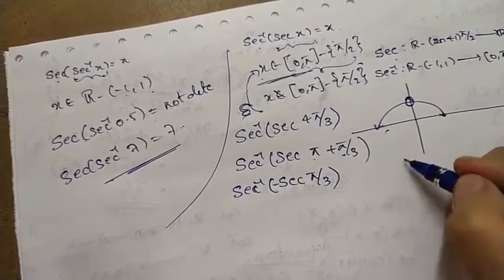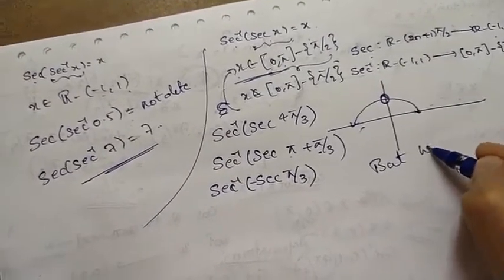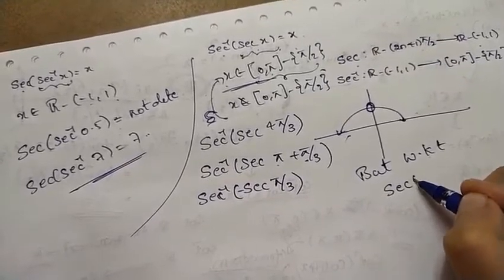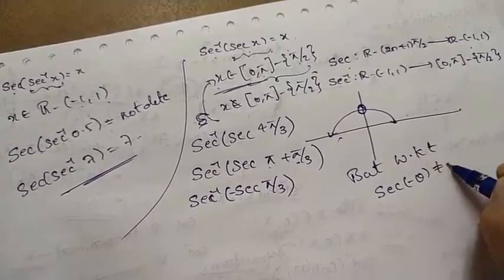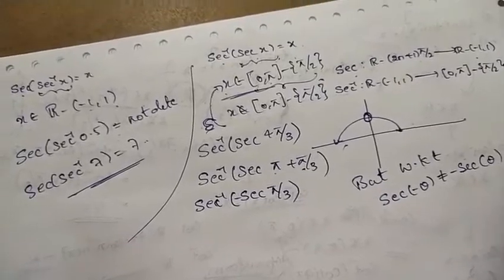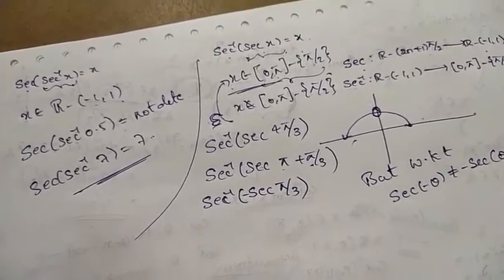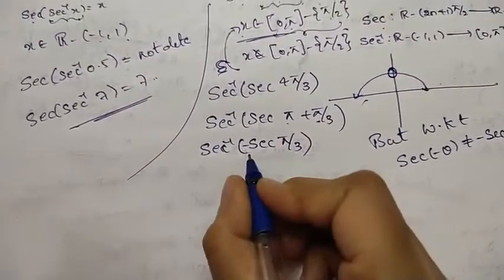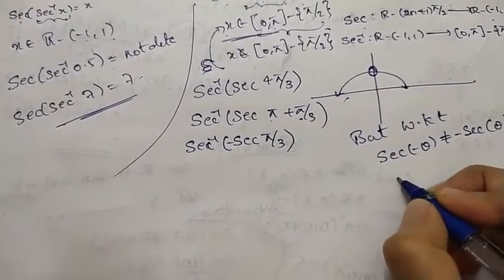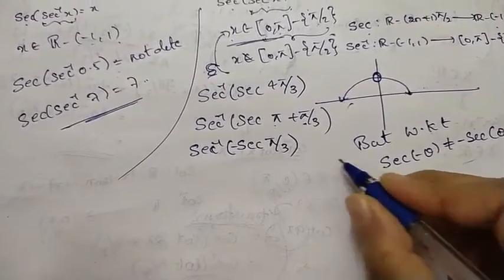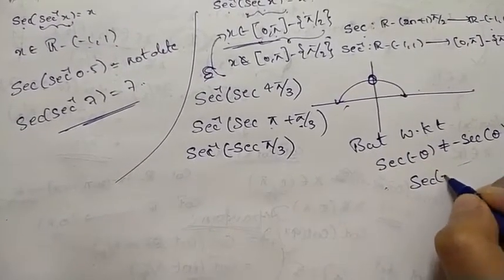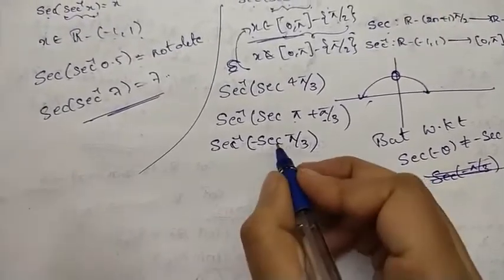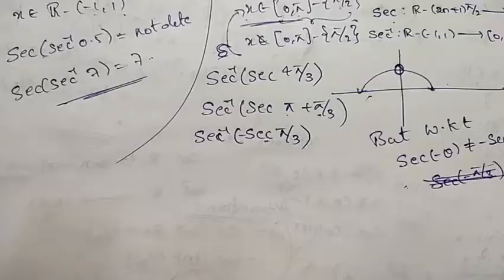But we know that secant of minus theta is not equal to minus secant theta. I have already mentioned this before. So secant of minus theta is not minus secant theta. So I can't write minus secant pi by 3 as secant of minus pi by 3, because both are different. So I can't write this. So how are we going to deal with it?